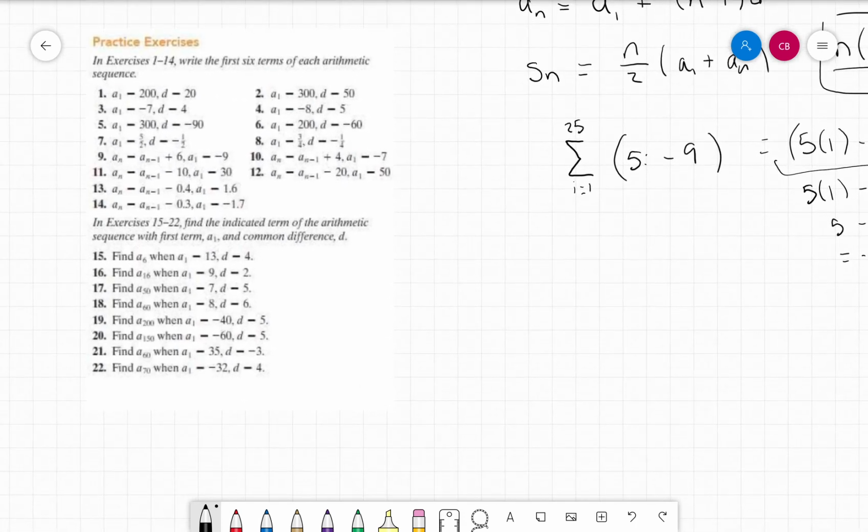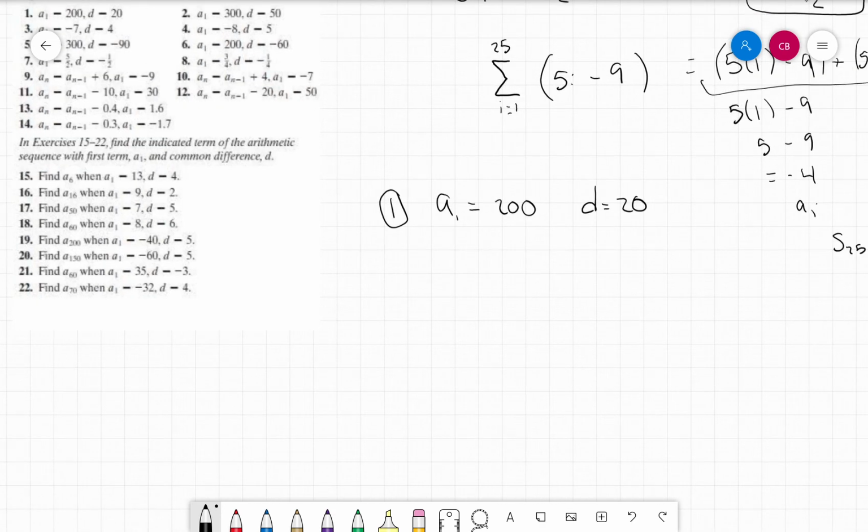Then we have some other formulas. For instance, we'll do a couple of these. If a_1 is equal to 200 and d is equal to 20, they want the first 6 terms, so they want a_2. Well, if a_1 is 200 and d is 20, then a_2 is 220. Just add 20 to it.